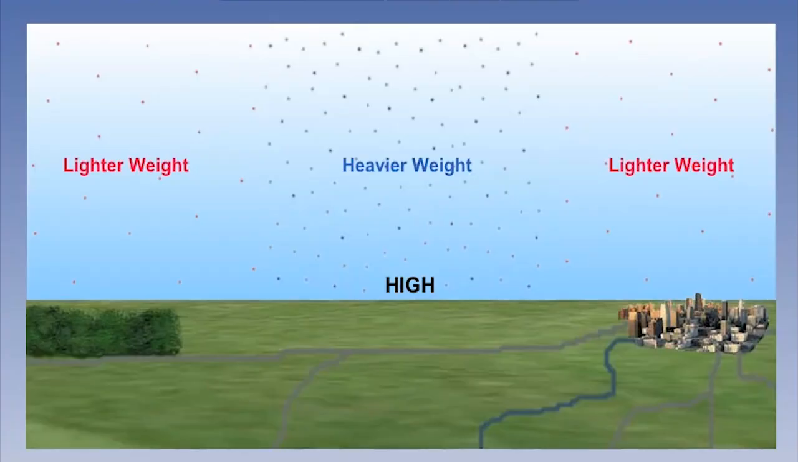To generate a high pressure at the surface, the weight of a column of air must be increased. In other words, there must be a net gain of air to the column. As the surface pressure increases, air will move outwards and away from the high. This will cause a general descent of air towards the surface. This is sometimes referred to as subsidence, or sinking air.